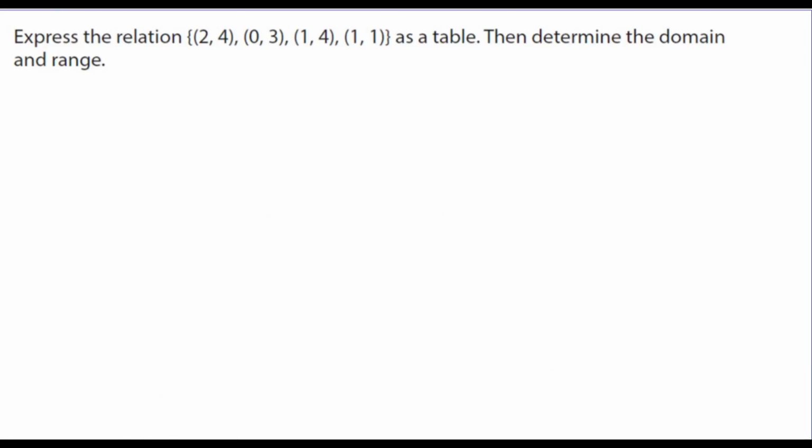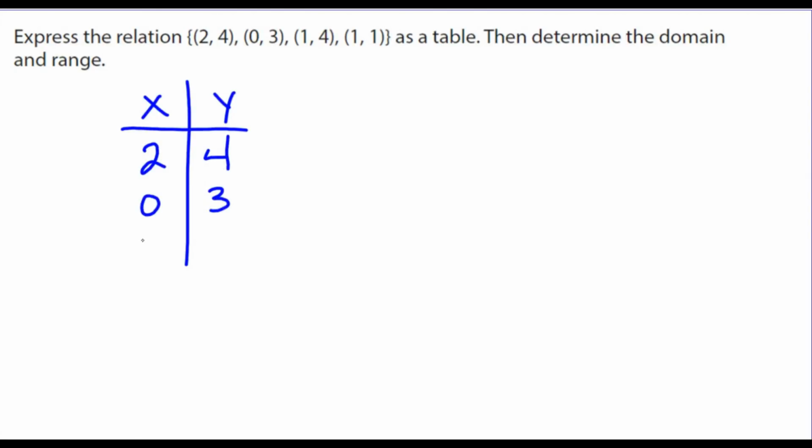So here we have a relation. Express this relation (2, 4), (0, 3), (1, 4), and (1, 1) as a table. Then determine the domain and range. Well, to make a table, we're just going to make what I call a T-chart or an XY chart, and all the ordered pairs will go in here. So here's the first one: (2, 4), (0, 3), (1, 4), and (1, 1). So there we've just simply listed them in a table, and now we want the domain.